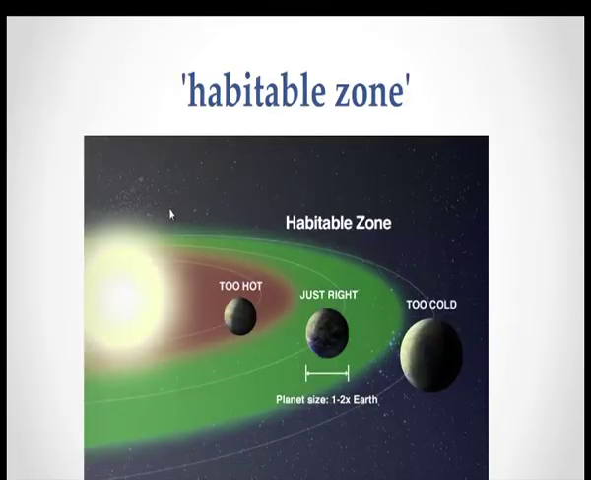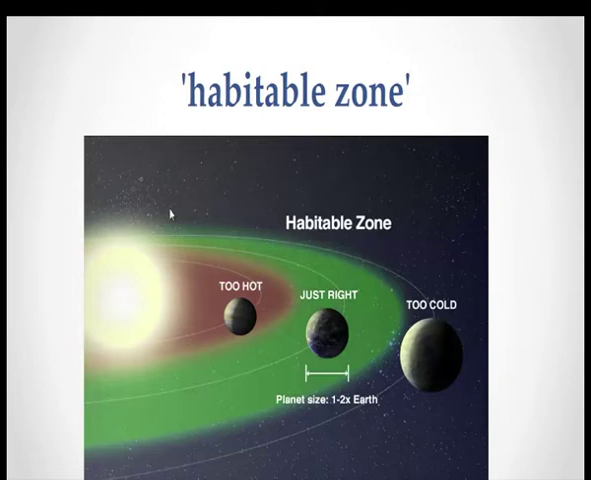Now coming to the habitable zone in other solar systems. In our solar system, the region in which our Earth exists is the habitable zone. Habitable zone in the sense that the temperature should not be too high and should not be too low.